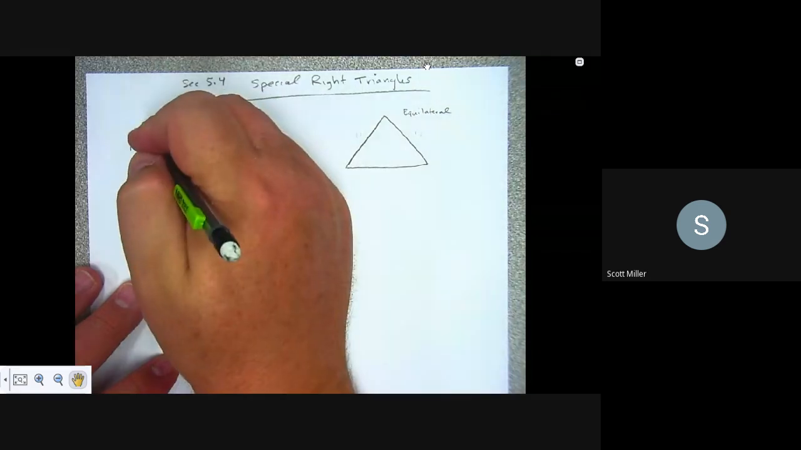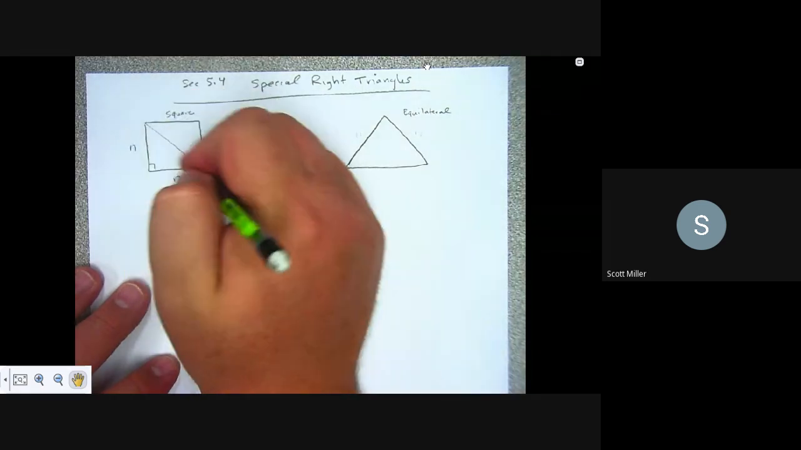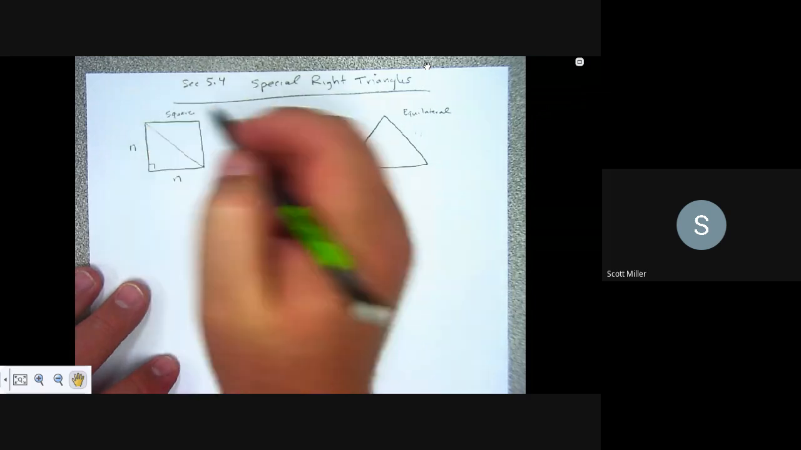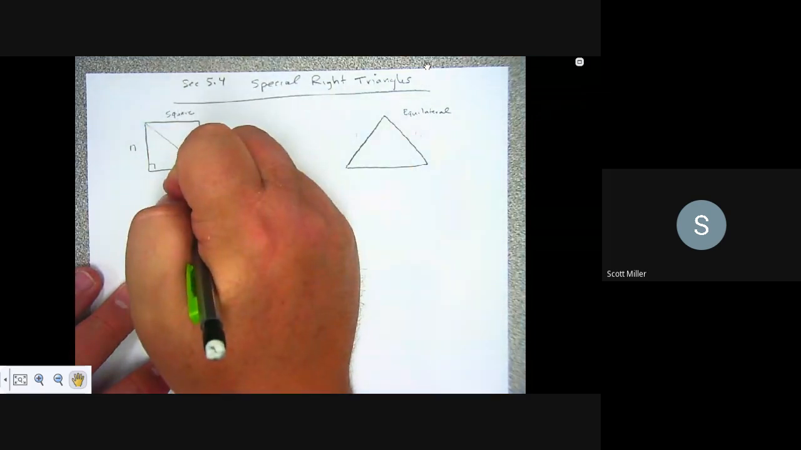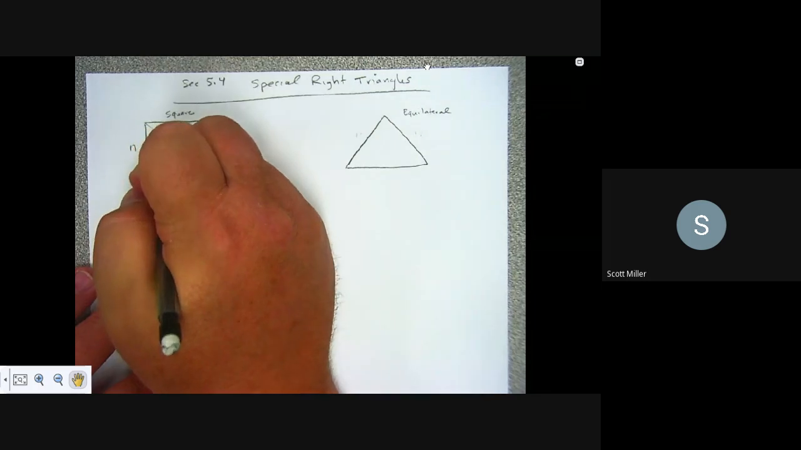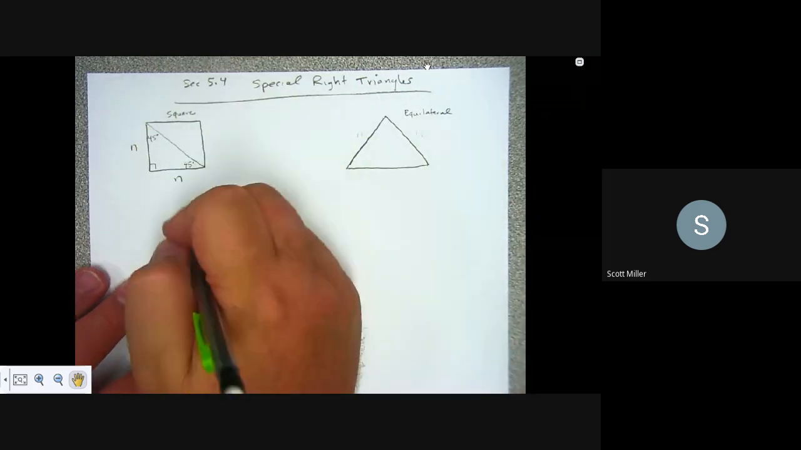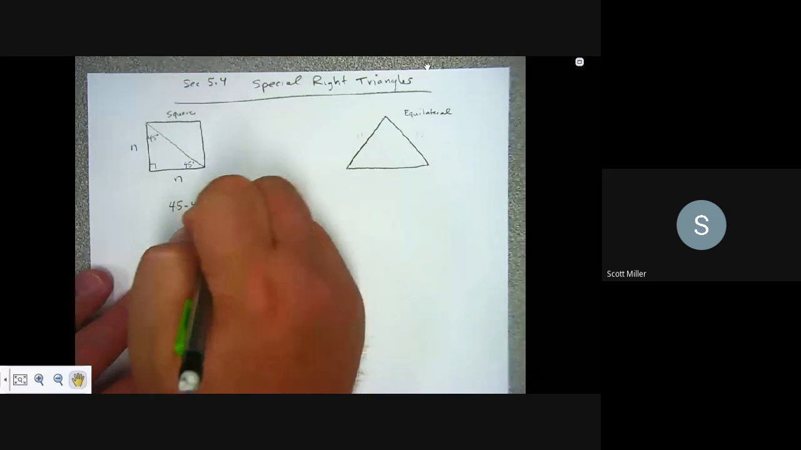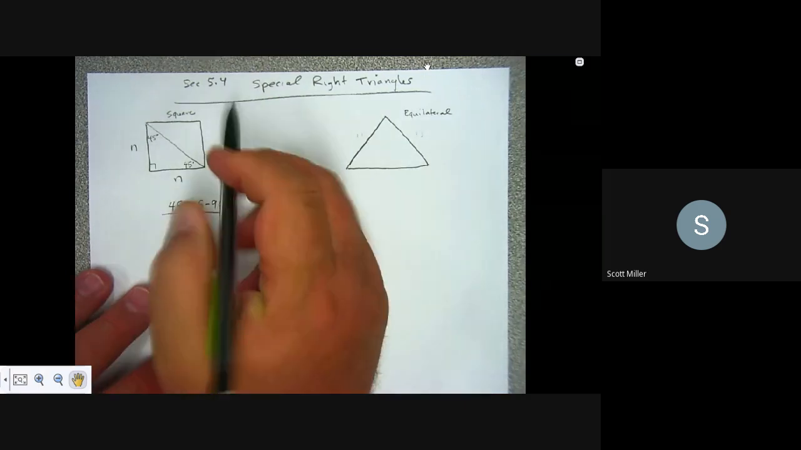And when I draw a diagonal in a square, then the diagonal will bisect the opposite angles, which means that this angle is 45 degrees. And this angle is 45 degrees. So what this creates is a right triangle called a 45, 45, 90. And it's a special right triangle.